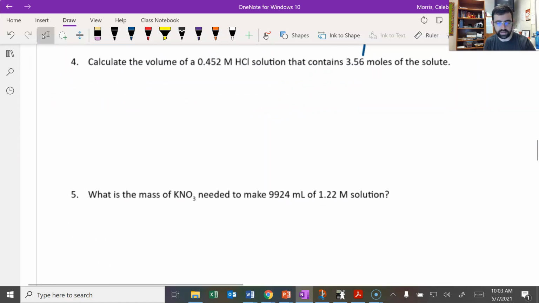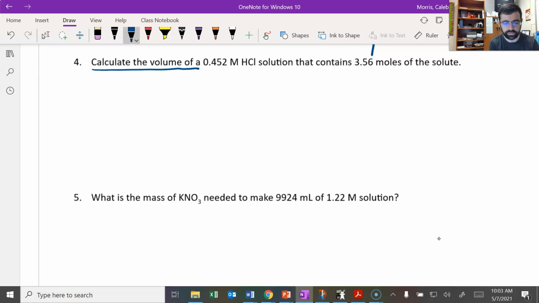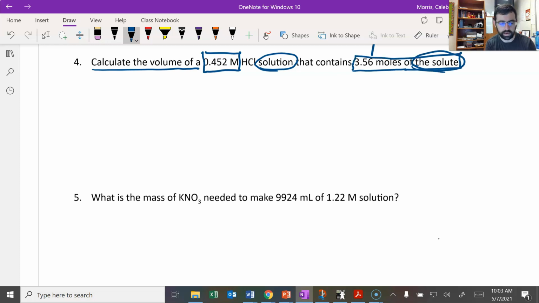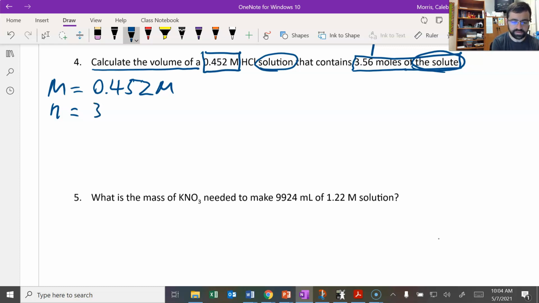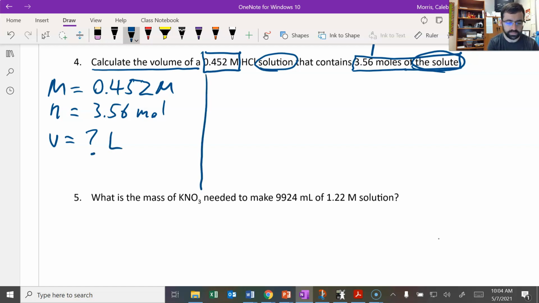This time I'm looking for the volume. I want the volume of a solution. I have the molarity here, and I have the number of moles of solute right there. So molarity is given, 0.452 molar. The number of moles is given, 3.56. Volume is not given. Volume is what I'm looking for. What's the volume? And I'll find that volume in liters.